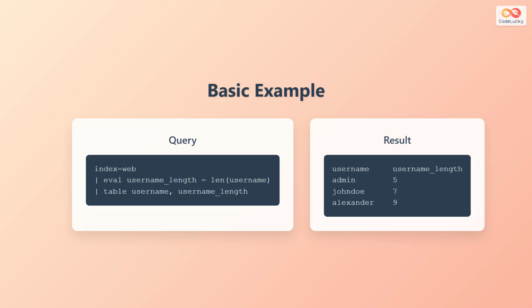Here's a practical example. We search the web index, then use eval to create a new field called username_length that contains the length of the username field. The table command displays both the original username and its character count. As you can see, admin has 5 characters, John Doe has 7 characters, and Alexander has 9 characters.